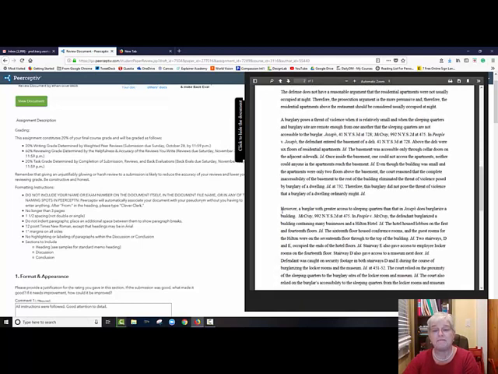Again, you have the rule explanation paragraph starting with rule thesis sentences. A burglary poses a threat of violence when the building is relatively small and when the sleeping quarters and burglary site are remote enough from one another that the sleeping quarters are not accessible to the burglar. And then the next one: however, a burglar with greater access to sleeping quarters than that in Joseph does burglarize a building. So you've got a sort of transition between Joseph and McCrae there.